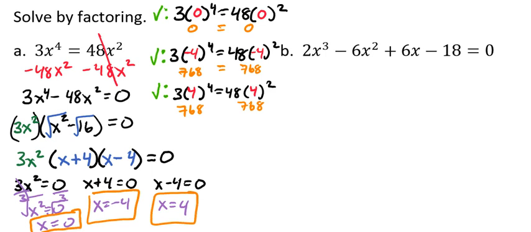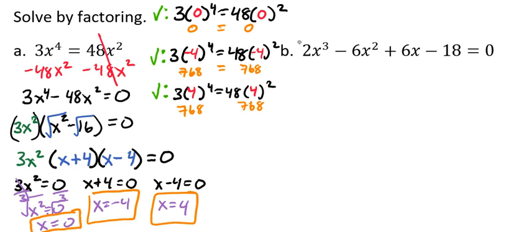So now we're going to try solving a different type of polynomial. Here we have 2x to the third minus 6x squared plus 6x minus 18 equals 0. So here we have 4 terms. So as we go to factor this one, we're going to factor by grouping.